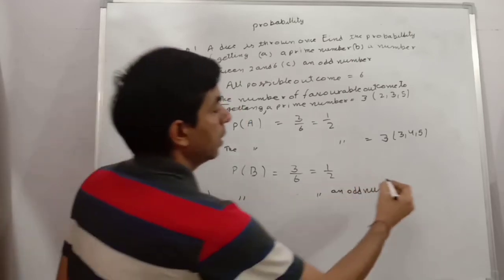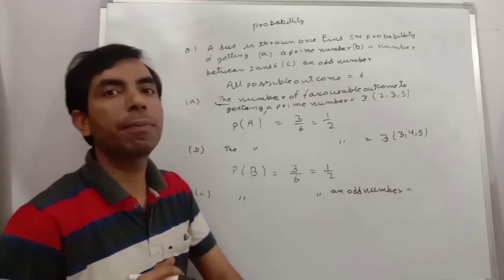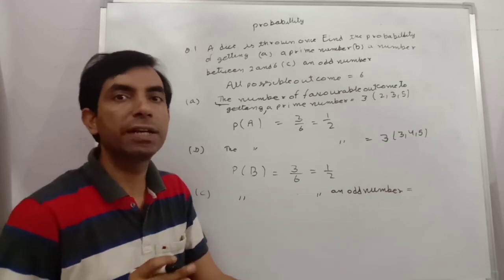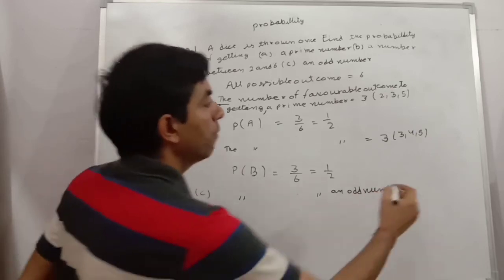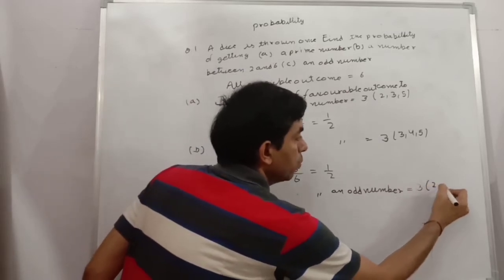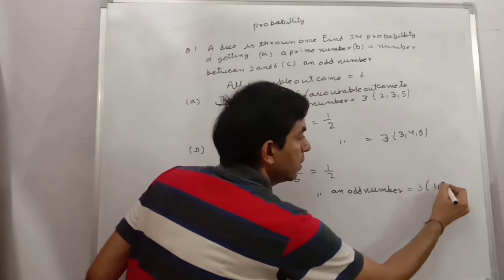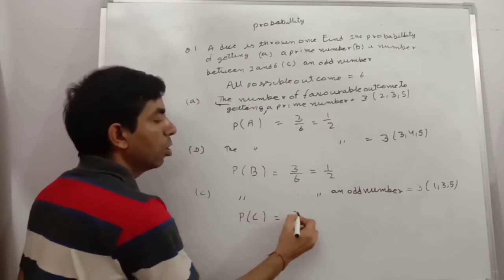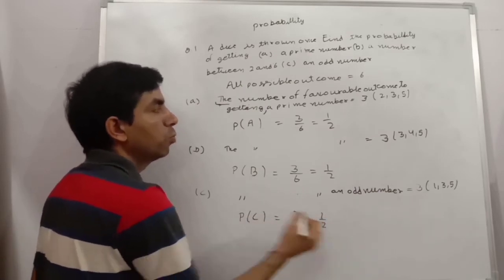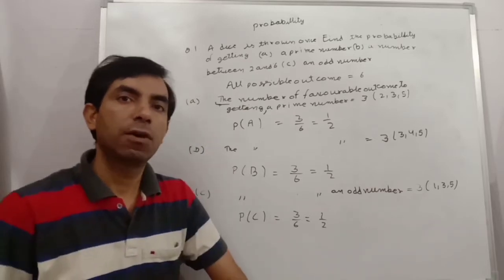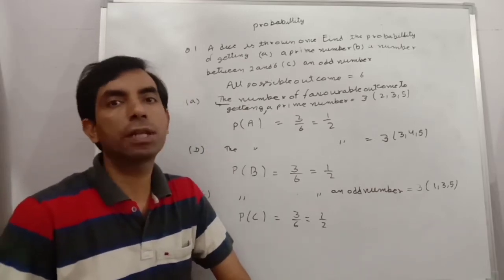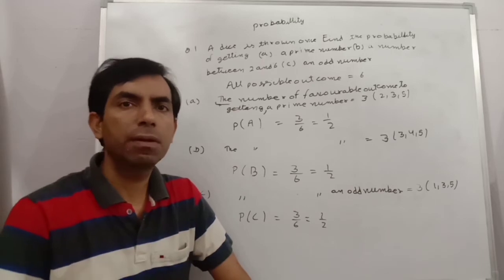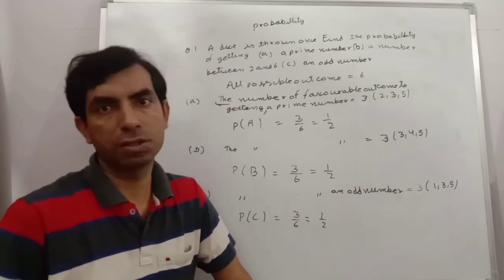In each part, here also we can see that the odd numbers are 1, 3 and 5, because 2, 4, 6 are divisible by 2, so they are even numbers, not odd numbers. So the favorable outcomes are also 3, that is 1, 3, 5. Similarly, its probability is also 3 upon 6, means 1 upon 2. So in all three parts the favorable outcomes are 3 and the probability is the same. So sometimes it will happen. So let's take another question.